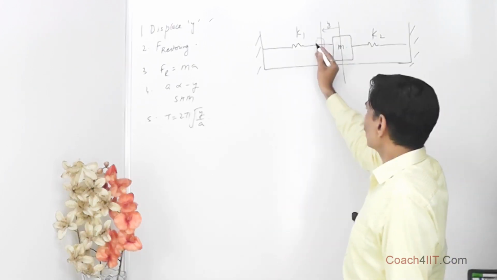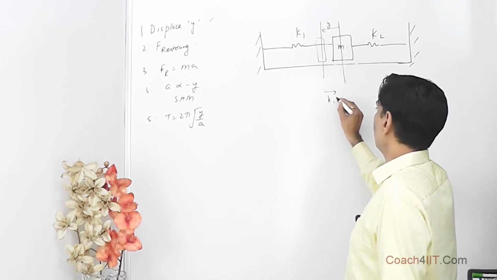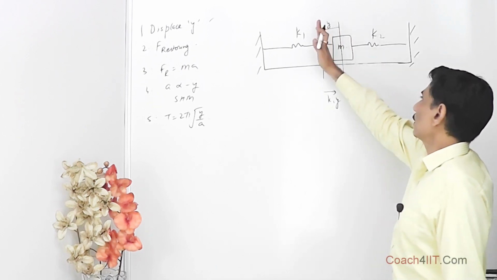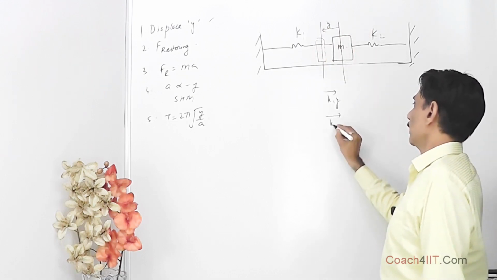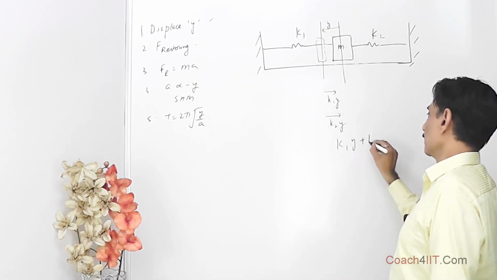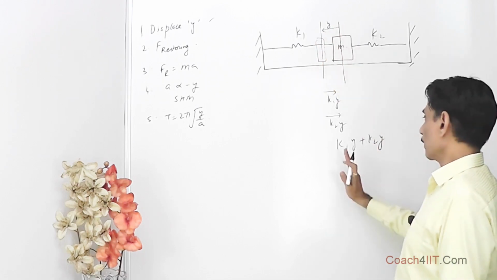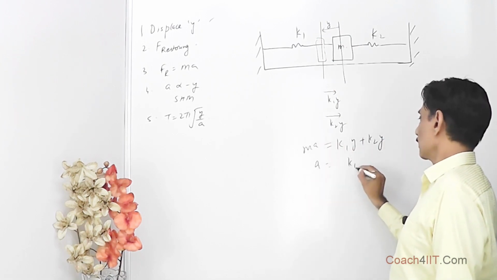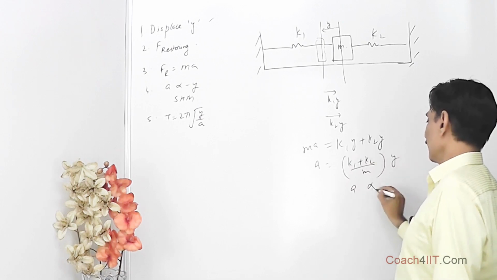When this gets compressed, it applies a force onto the block in this direction. What is the force? k1 into y. This one gets extended, so this spring tries to pull the block this way because it has got stretched, with the force k2y. So once again the net restoring force is k1y plus k2y, which is trying to move the body towards its mean position. So k1y plus k2y is equal to m into acceleration. So acceleration is k1 plus k2 upon m into y. So once again acceleration is proportional to y.